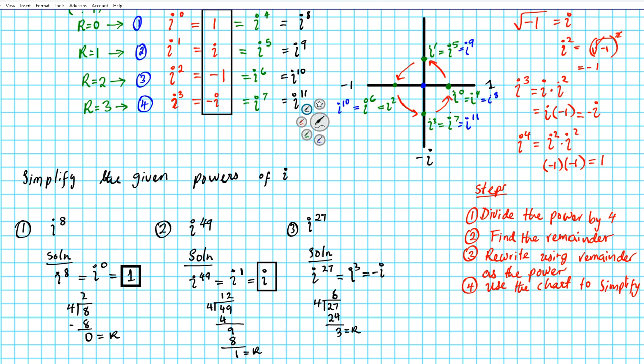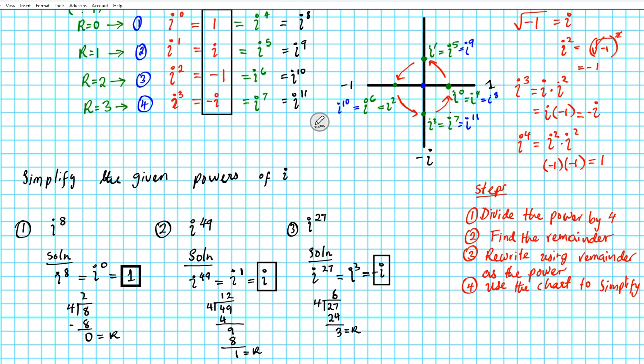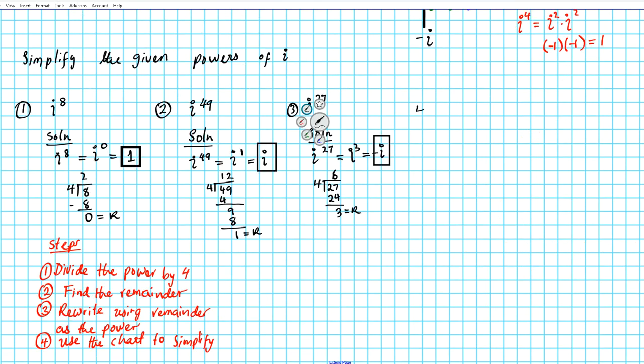i to the 3rd reduces to negative i. All right? Okay, let's take a look at one more example here. Let's look for i to the 102nd power. All right, let's try that one. That's a big one, i to the 102. So to do this, we're going to just follow the steps. It doesn't matter how big the number is. Sometimes you might have to use a calculator to figure out the remainder, right? So i to the 102. Following the steps, we're going to divide the power by 4. So 102 divided by 4.